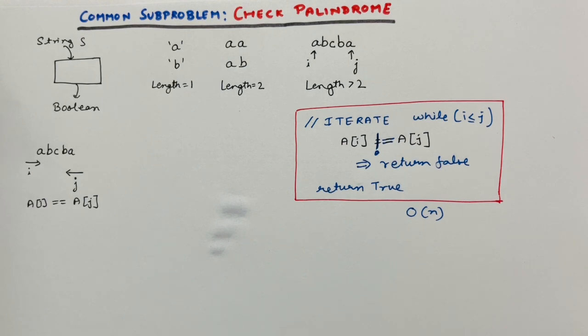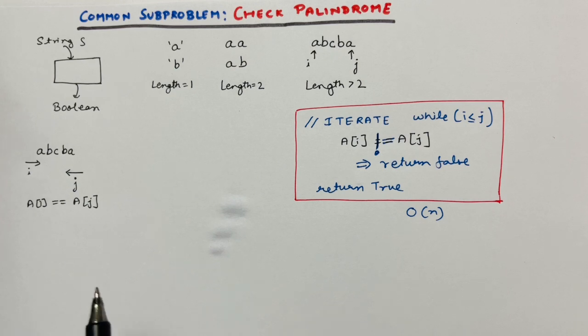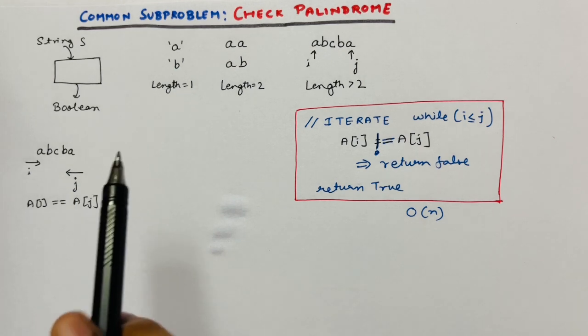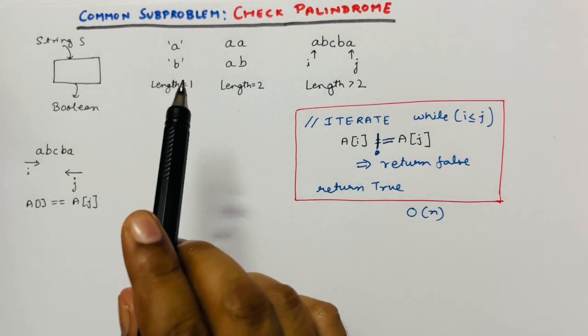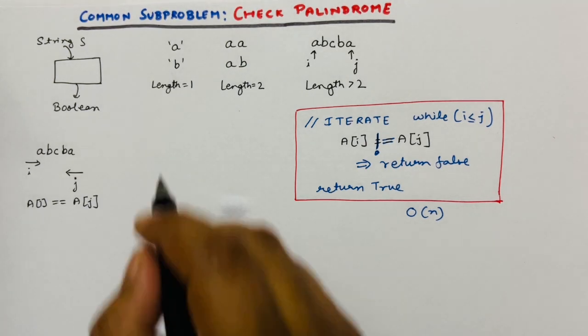Now first consider the length equal to 1 strings. If these are length equal to 1 strings, let's say A, B, are these palindromes? Yes, because whether we read it from left to right or from right to left, it is the same. Therefore, these are palindromes.